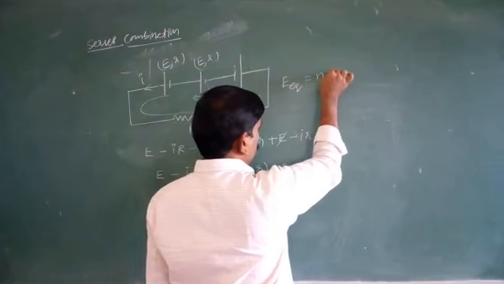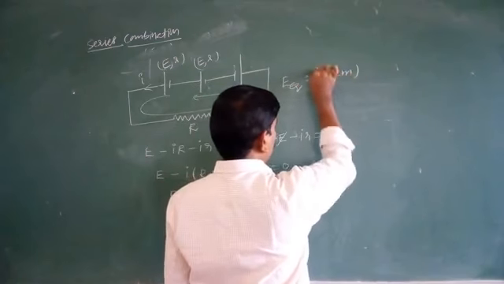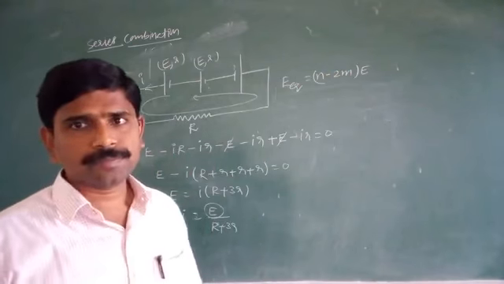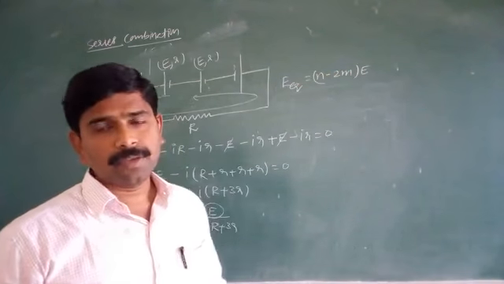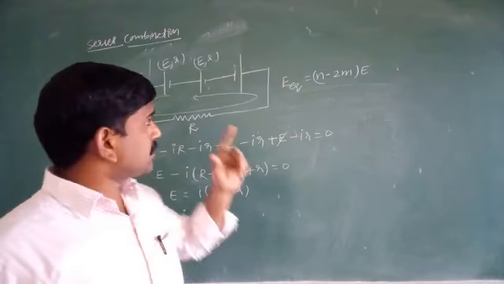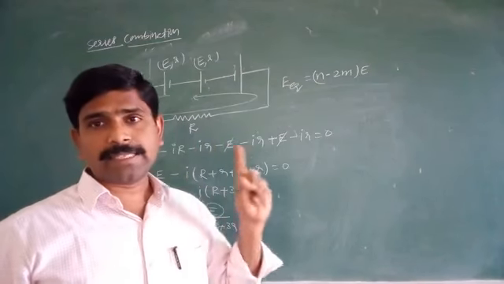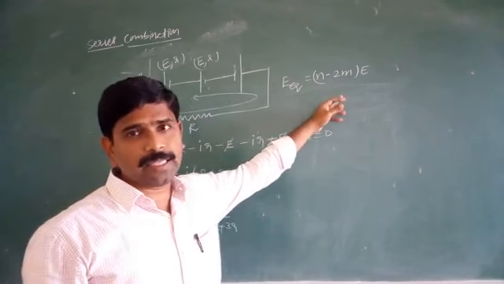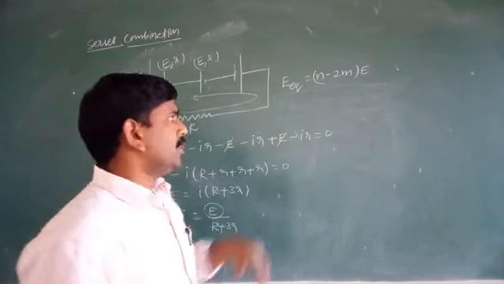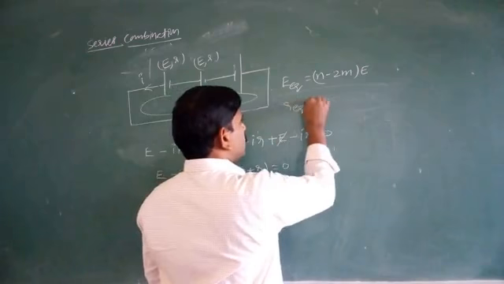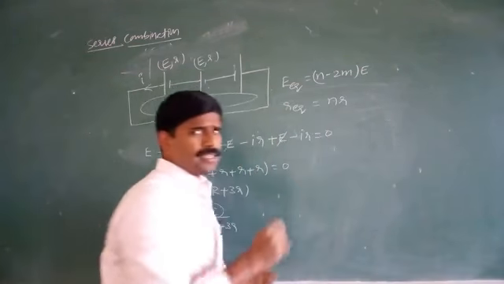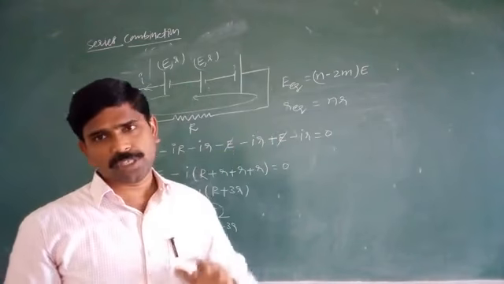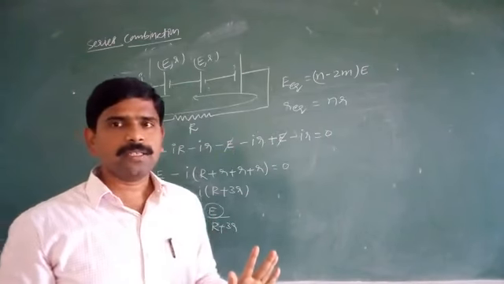E equivalent is equal to (N minus 2M) into E. This is the equivalent EMF when cells are connected wrongly in case of the series combination. This is the expression for the equivalent EMF. In this case, equivalent internal resistance is equal to how much? That is NR only, no doubt. But EMF changes.